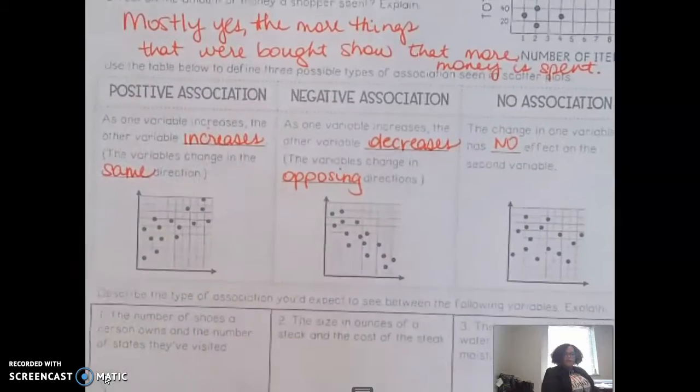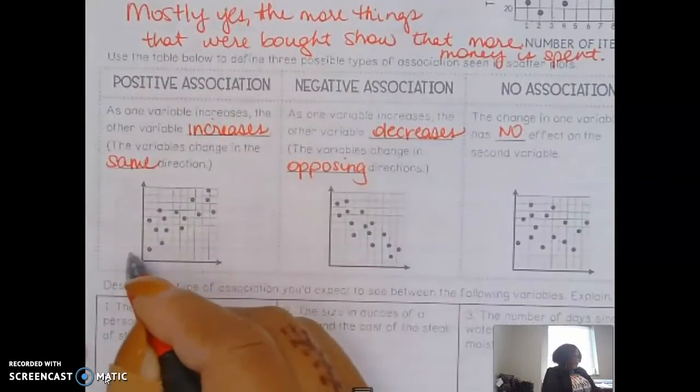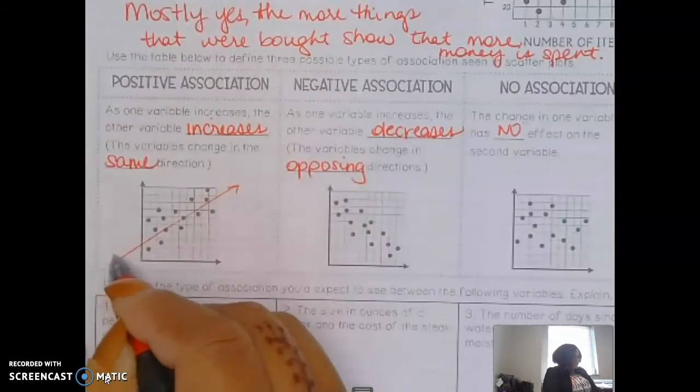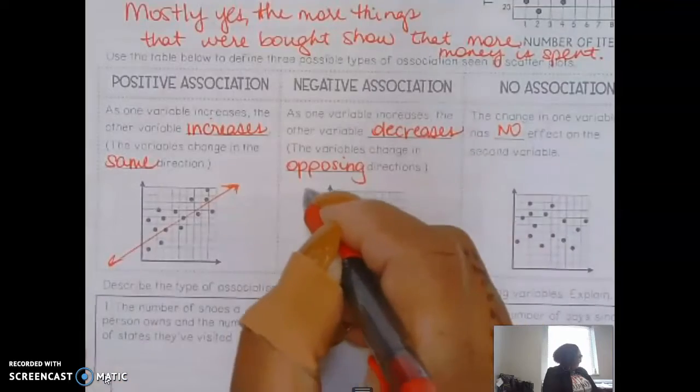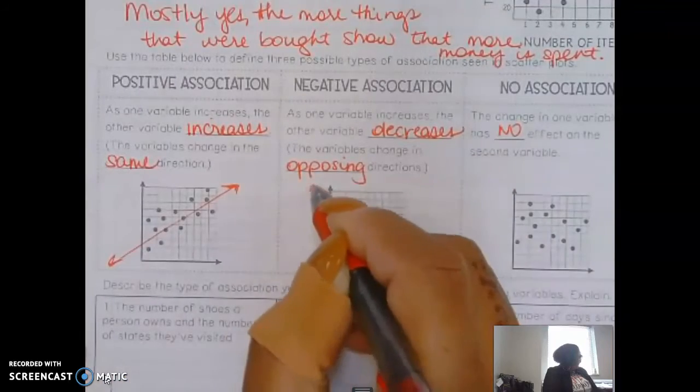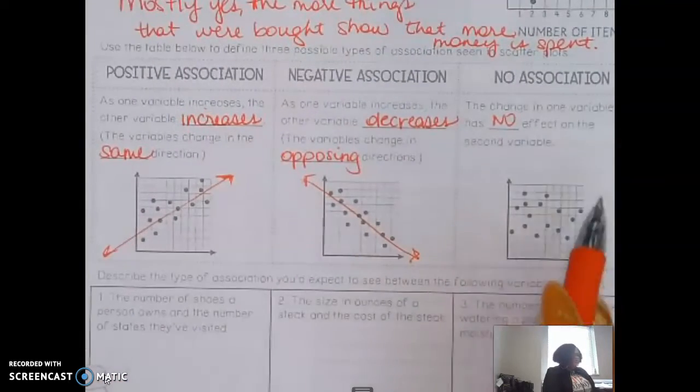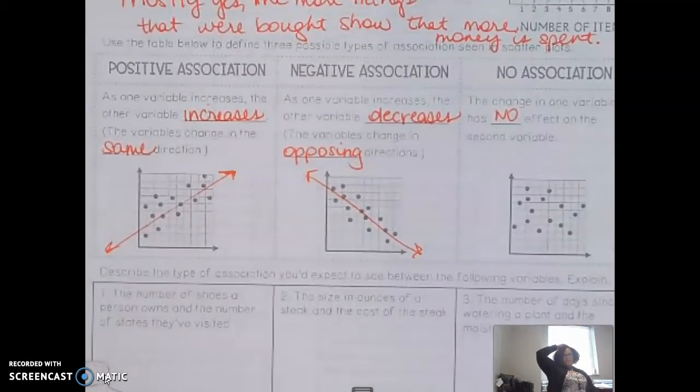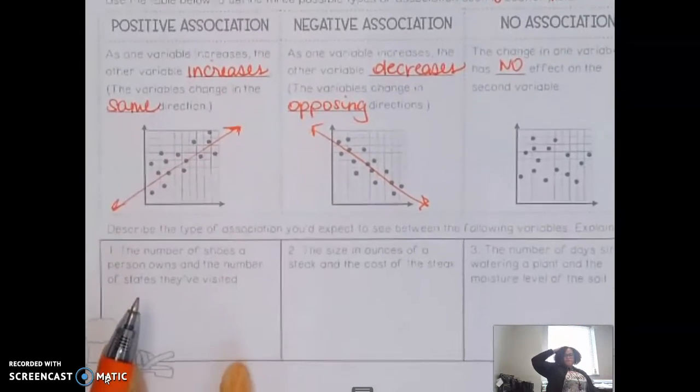Okay? So what that means is these are kind of going upward, boom, and these are kind of going downward. Boom. And over here, I can't really draw a straight line to kind of figure out which direction they're going because they're just all over the place.